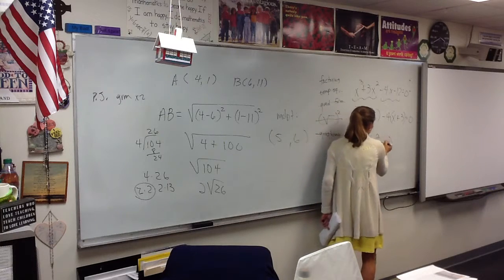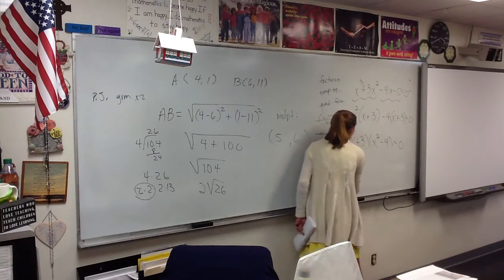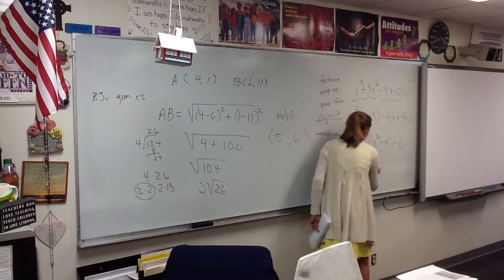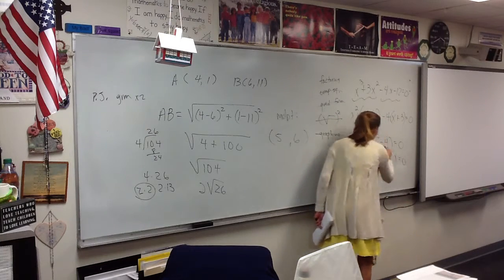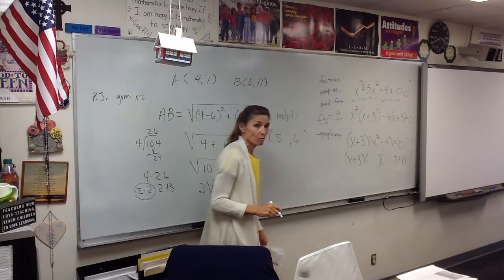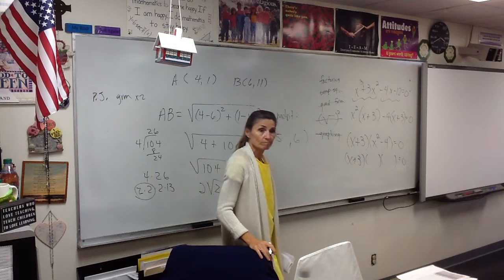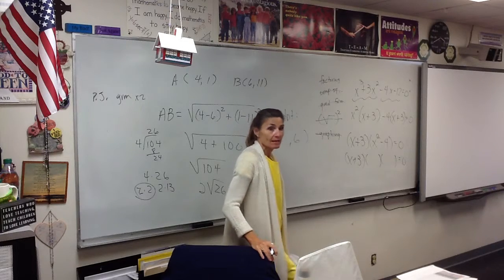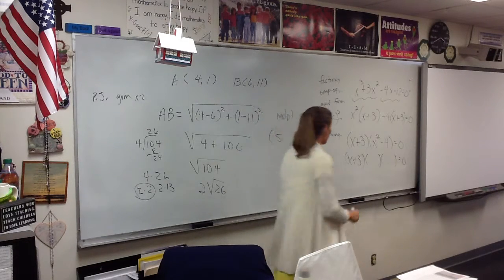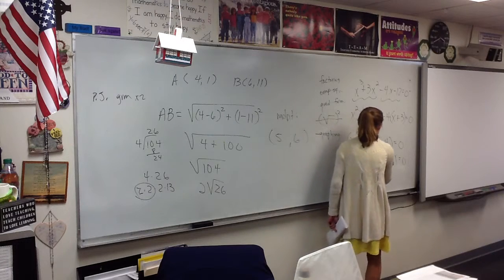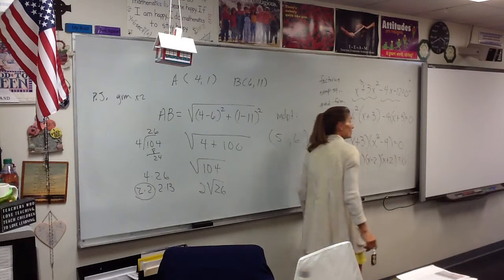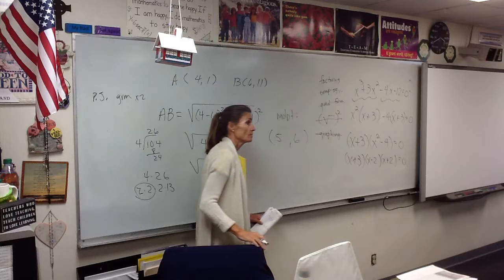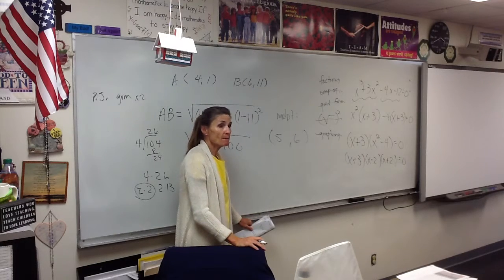x squared minus 4. Now at this point, Nathaniel, do you remember what to do with x squared minus 4? Factor it. How? x minus 2, x plus 2. There you go. Exactly. That's called the difference of squares. They pop up all the time in these problems. x plus 2, x minus 2.